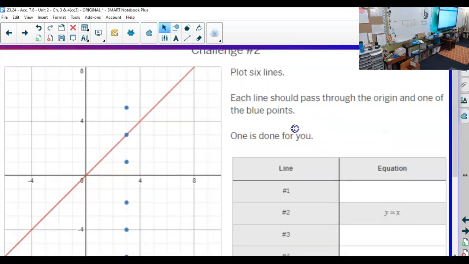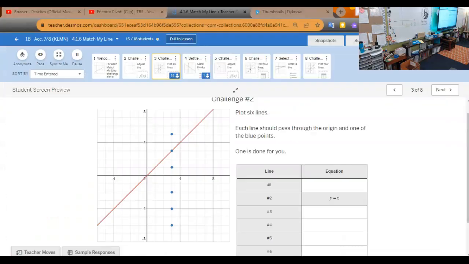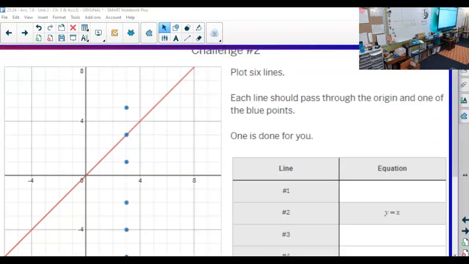I hate that song. All right. You want to know the trick? Yes. Yeah. I know. Slope is rise over run.